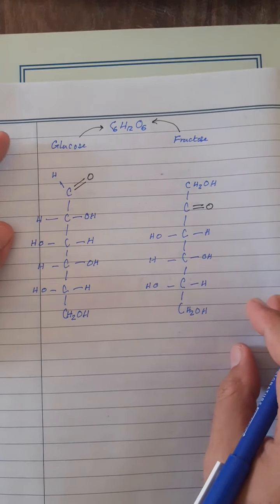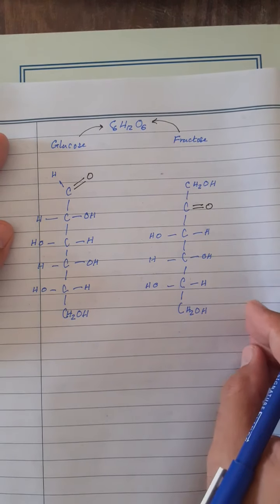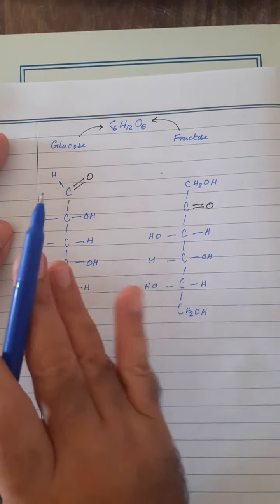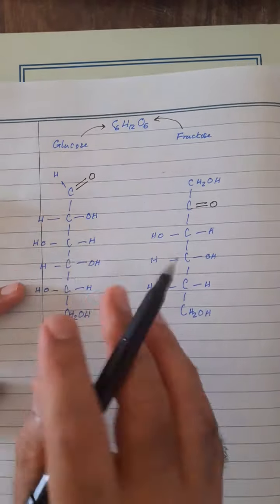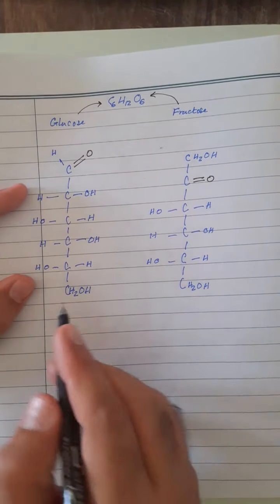So if you are wondering how fructose and glucose are both C6H12O6, it is because they are isomers, compounds with a similar molecular formula but different structural formula. Now let me help you here again. This glucose, chemically, is called aldohexose.